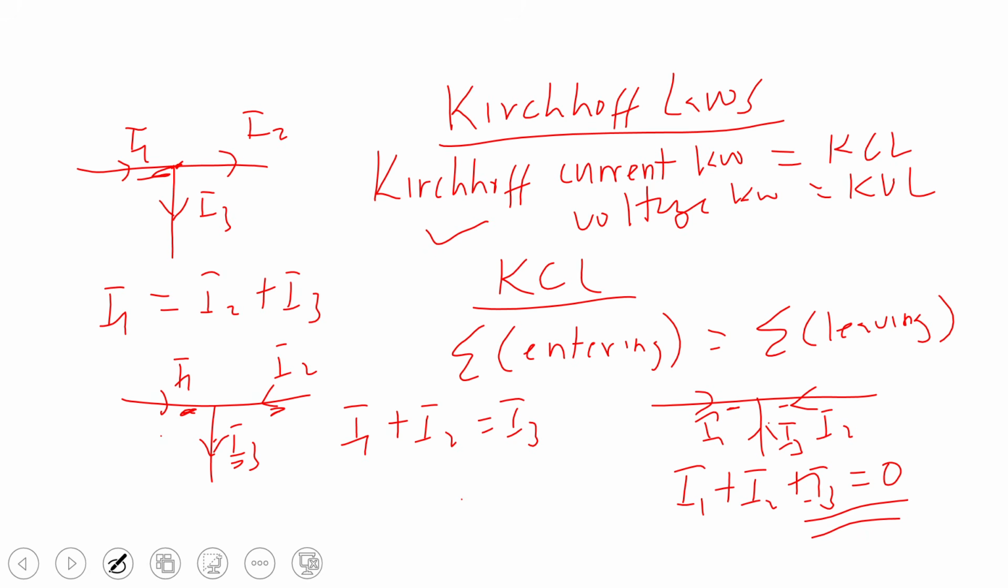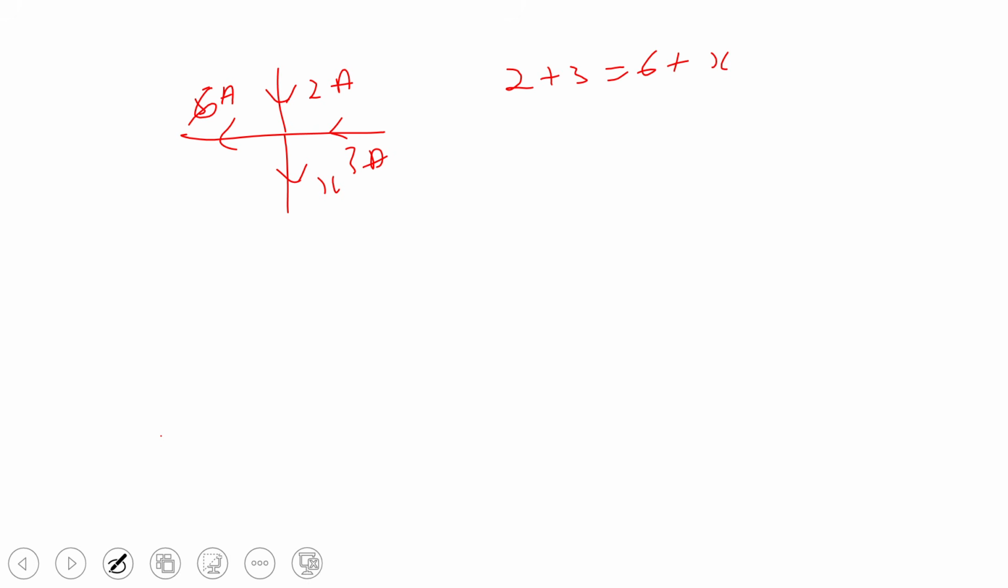Let's look at a simple example to explain that. Let's say we have a node like this, where the current here is 2 amp, the current here is 3 amp. Let's say here is X, and here is 6 amps, right? So we can see that 2 amp is entering the junction, 3 is entering, but we have 6 leaving and X leaving. So we have this as 5 and this is 6. So X will be equal to 5 minus 6, and you have X as minus 1.